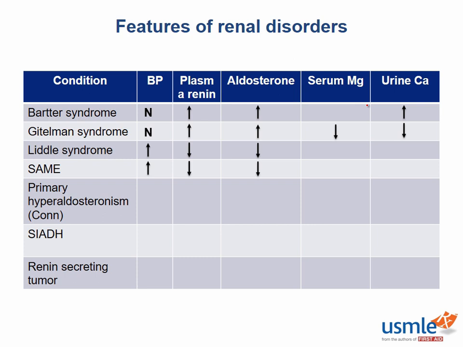Do you guys know what enzyme is classically deficient in this syndrome? Good, that would be 11-beta-hydroxysteroid dehydrogenase. A bit of a mouthful, but if you're a gunner, it might be worth committing to memory.